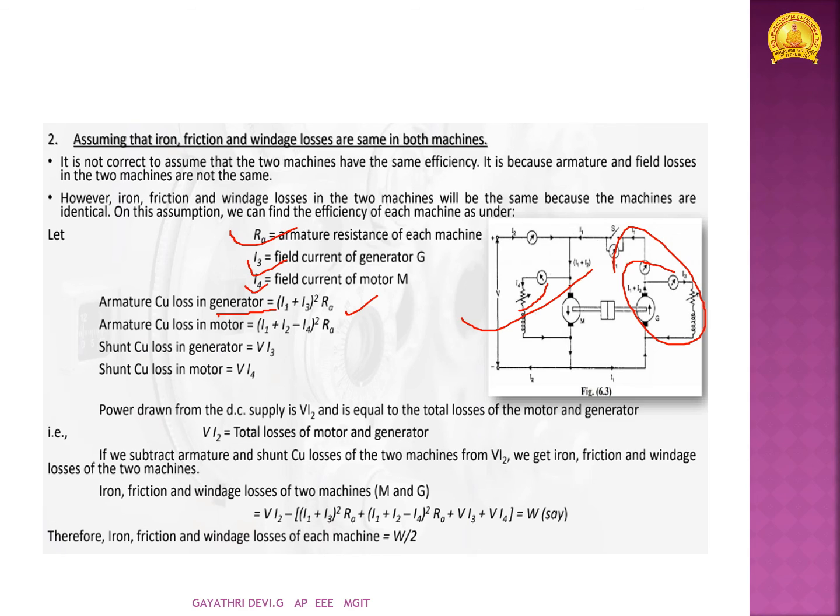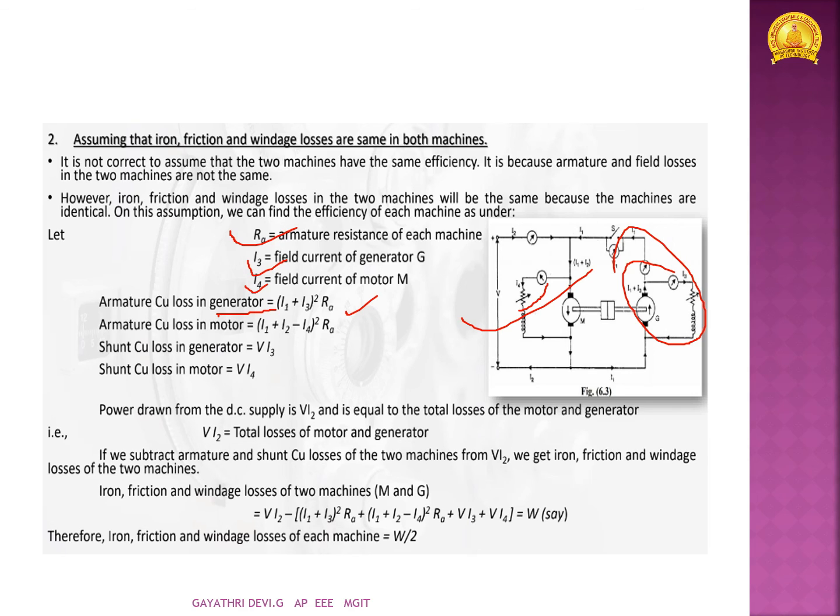By applying this equation, if we subtract the armature and shunt copper losses of the two machines from V into I2, we get the iron, friction and windage losses of the machines. So the iron, friction and windage losses of the motor and generator can be found by subtracting the other losses that we already calculated here from the total losses. All these losses are subtracted from the total losses to find the iron and friction losses.